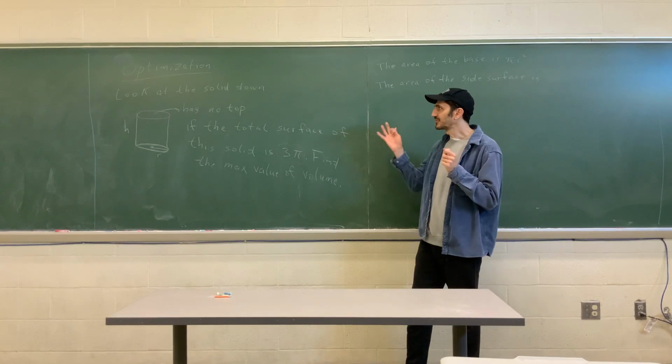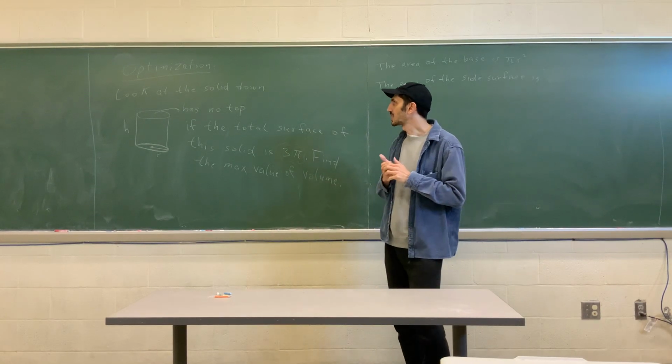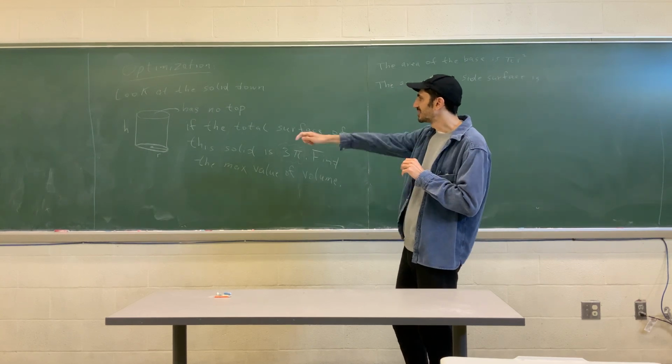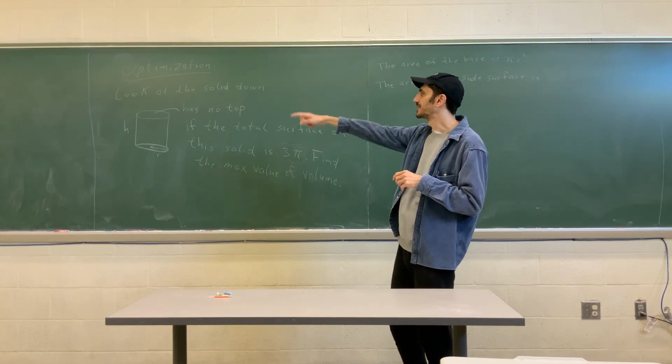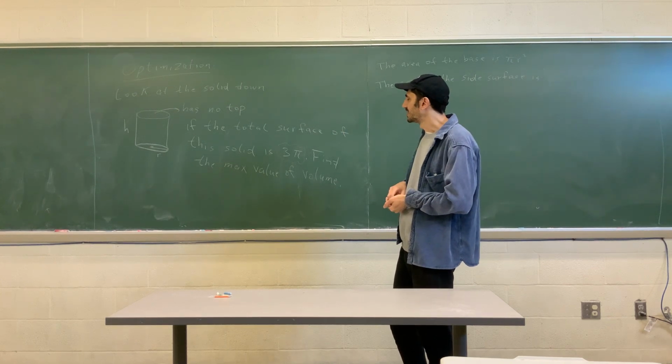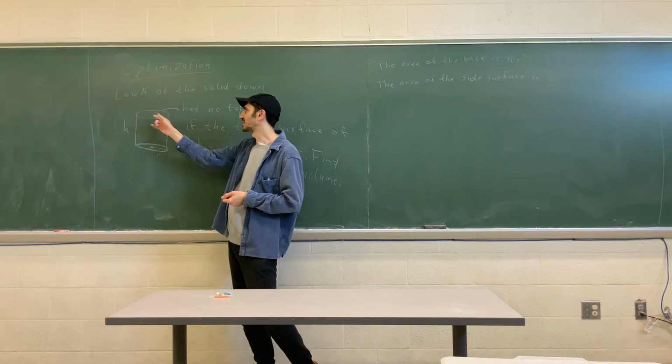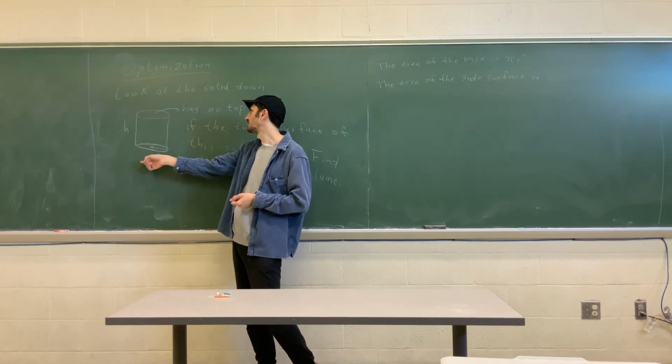So now, let's take this problem. Look at the following solid down there, which is a cylinder, as you can see. The base is a circle of radius r, and the height is h. And as you can see, the cylinder has no top. So I don't have any top cover here, but still I have the base down there.